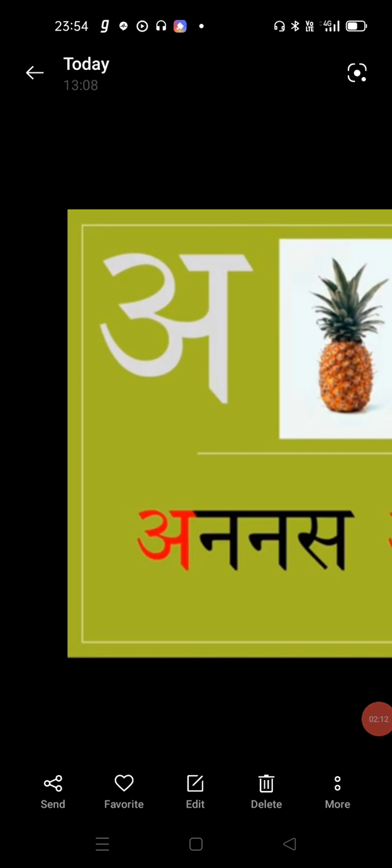Students, here comes your first Swar, A. How do you pronounce it? Say A. And what is that picture? Just identify that picture. Yes, your favorite fruit. It's a pineapple. I know you are very interested in pineapple juice and pineapple cake. And children, do you know what we call pineapple in Marathi? We say ananas. A for ananas.